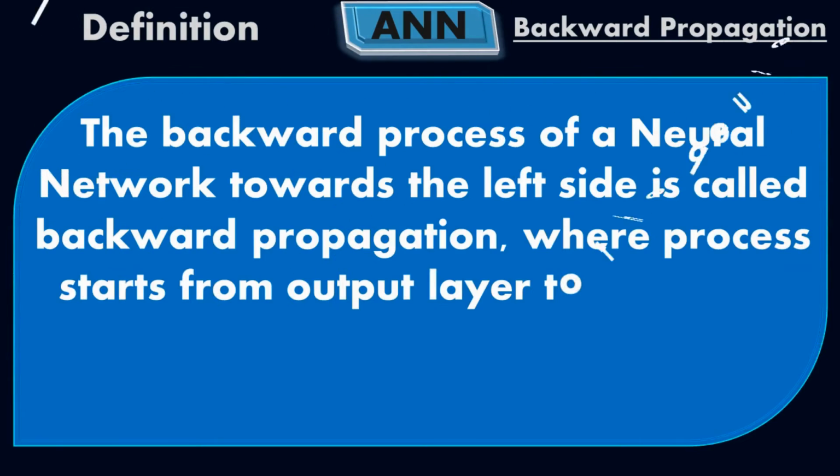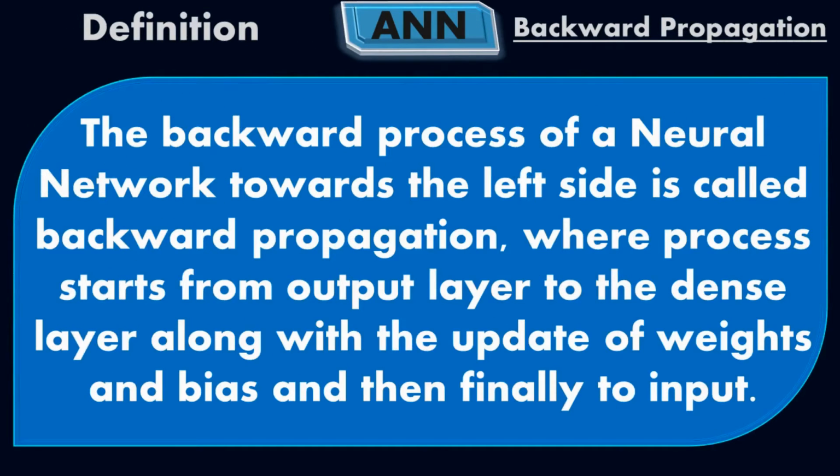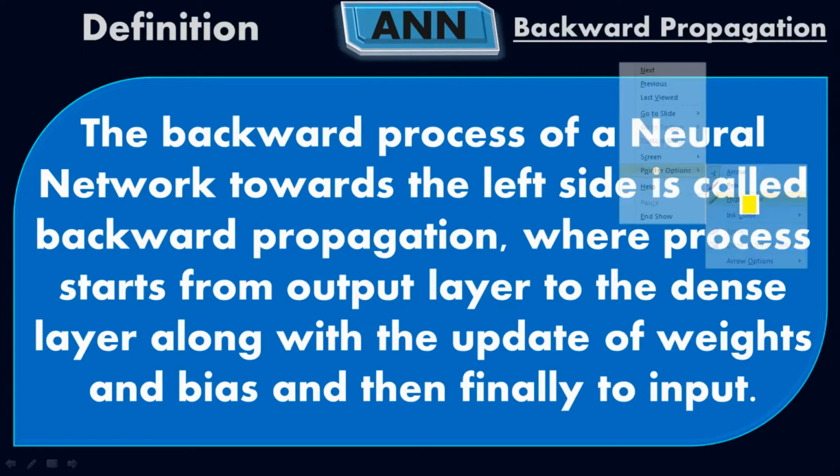We can see here that the backward process of a neural network towards the left side is called backward propagation, where a process starts from output layer to the dense layer along with the update of weights and then bias and then finally to input. It's very much clear from its name. Backward propagation means backward movement in the opposite direction.